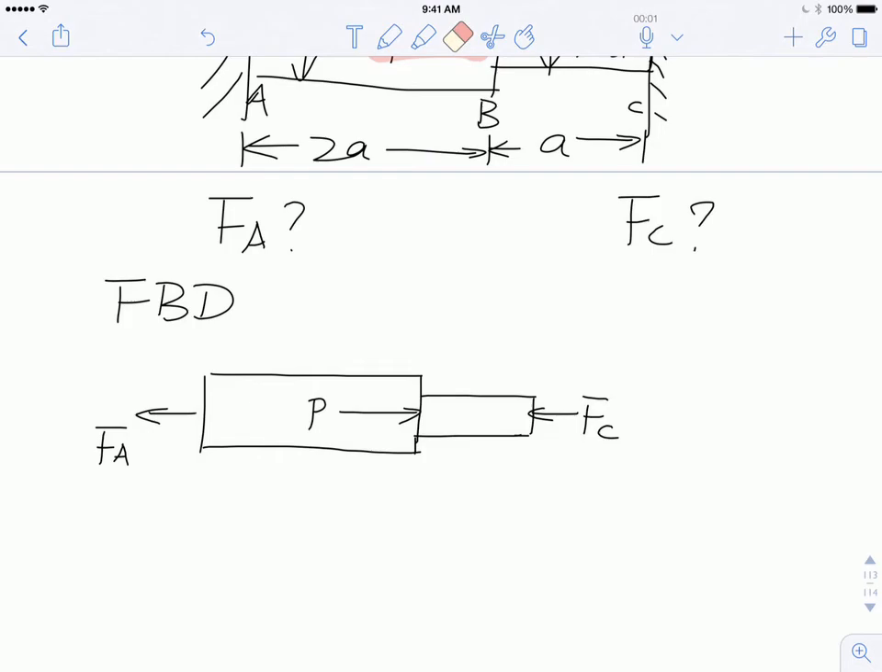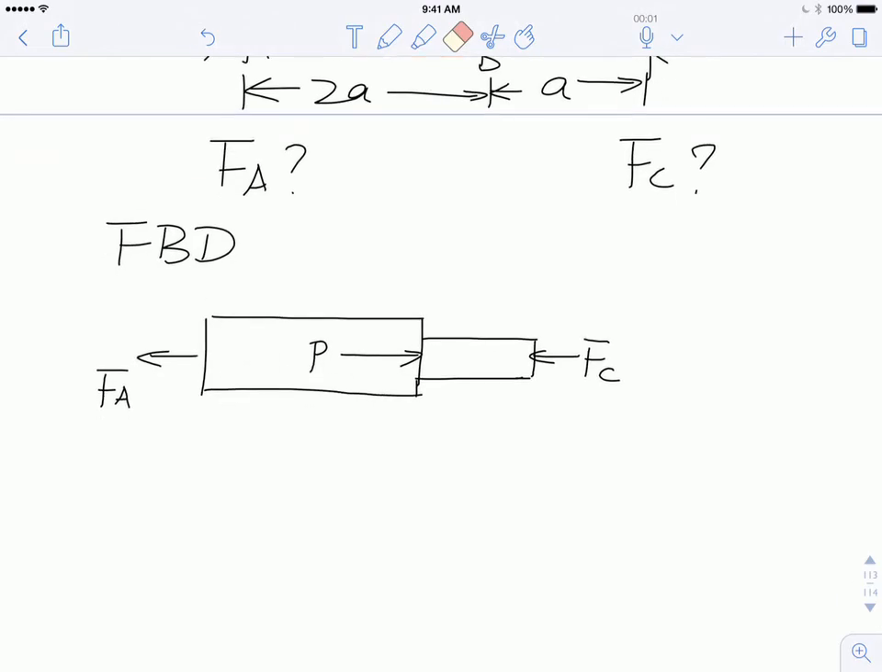If you can imagine it without the 2-spring, that's fine too. It doesn't matter, but I think the 2-spring helps you understand the direction of these forces. So FA and FC both go to the left. Let's see the conditions here. First of all, the lengths are 2a and a. And here you have diameter D and diameter 3/4 D.